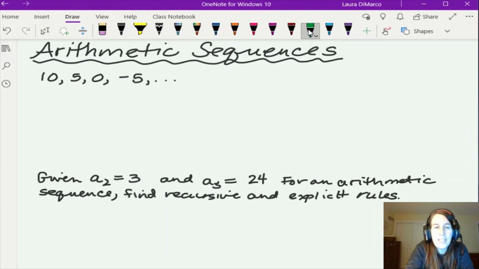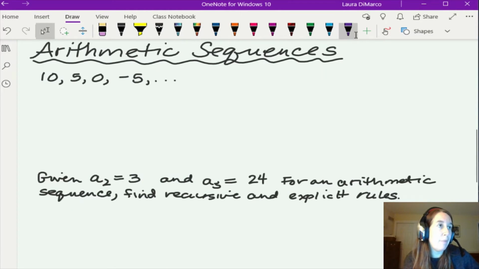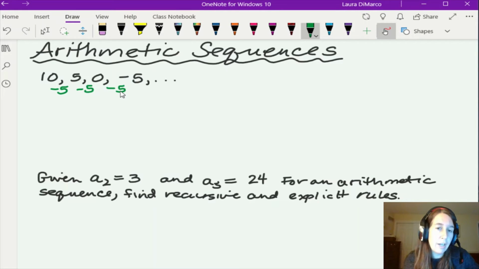Okay, let's look at another example of arithmetic sequences. So we're going to write the explicit and recursive rules for this arithmetic sequence. First, we're going to verify that it is arithmetic by checking if we're adding or subtracting the same thing each time. So from 10 to 5 is minus 5, and then we go down 5 again, we go down 5 again. So sure, we're subtracting the same thing each time, or adding the same negative number each time to create the next term of the sequence.